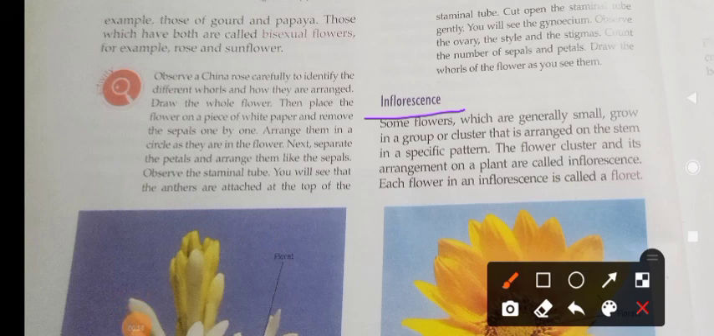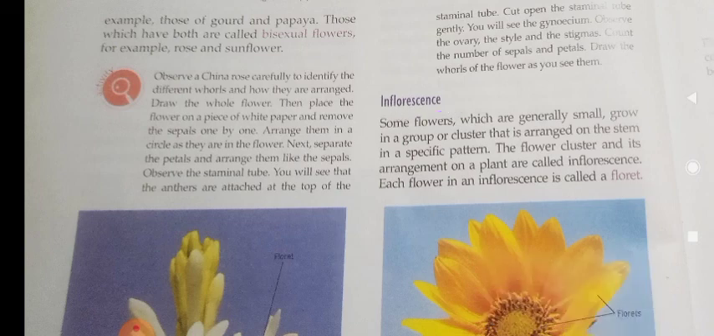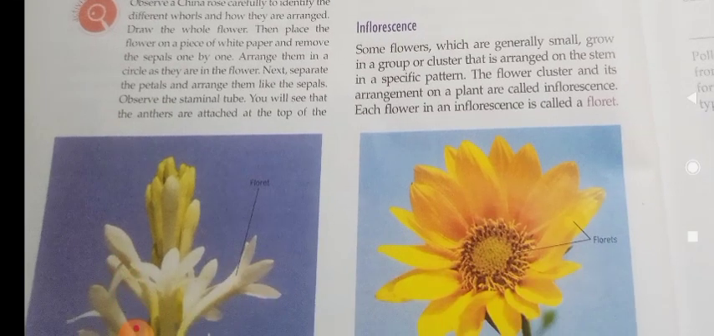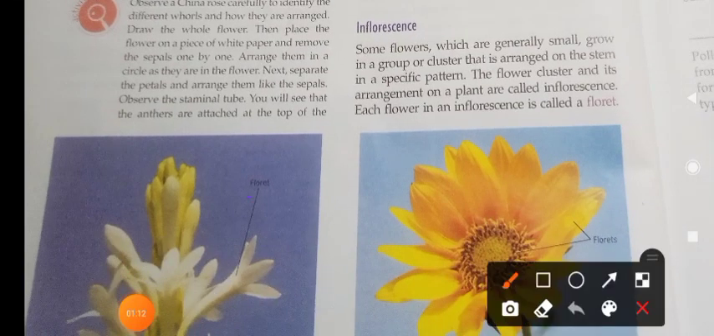So each flower in an inflorescence is called a floret. So here, this is actually a single flower, and that is called a floret. You understood, children? Hope you did.